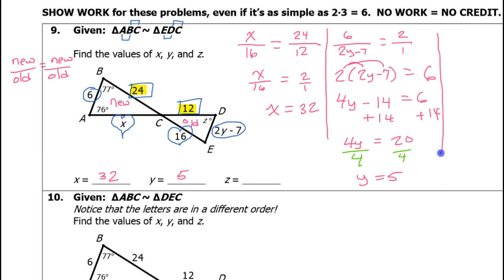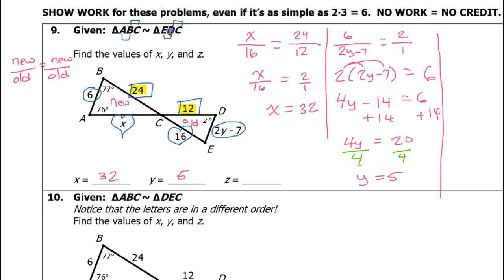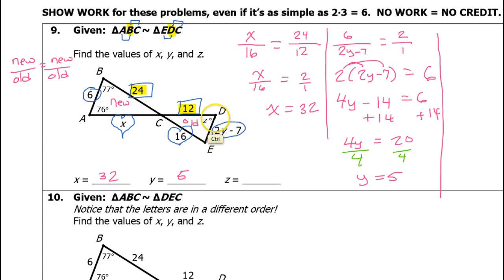And last but not least, I need to find z. Let's see. Oh, z is an angle. I'm like, where is it? So when it comes to finding these angles, I see that angle D, if I could just highlight here, corresponds with angle B. So that's going to make this a little bit extra easy, because angle B is 77. So I don't even need to subtract from 180 or anything. I just put down the 77.